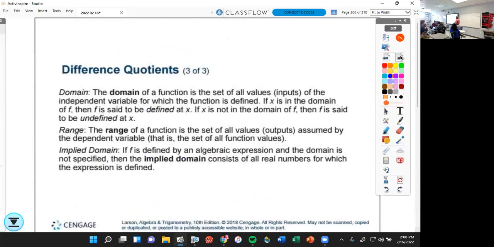Difference quotients. The domain of a function is a set of all values of the independent variable for which the function is defined. If x is in the domain, then f is said to be defined at x. The range is all the output values. The implied domain: can't divide by 0, can't take the square root of a negative number. So for the implied domain, we don't have to state where the problem exists, you've got to figure it out.